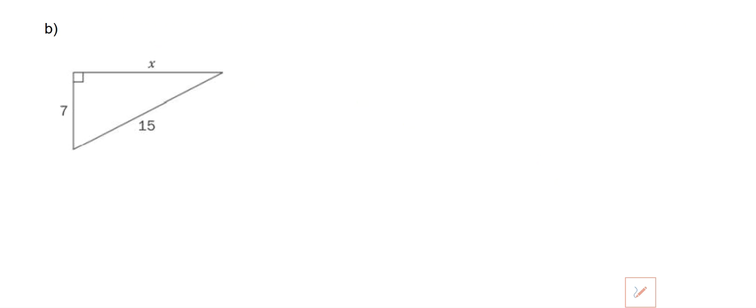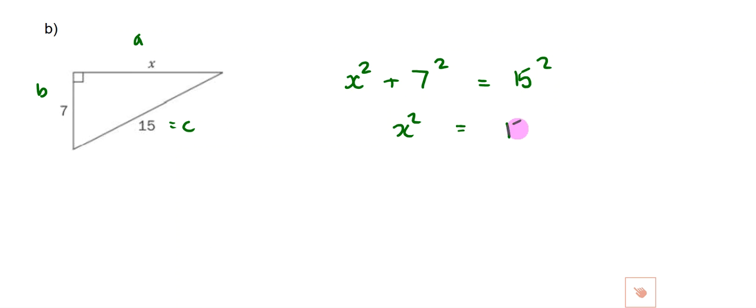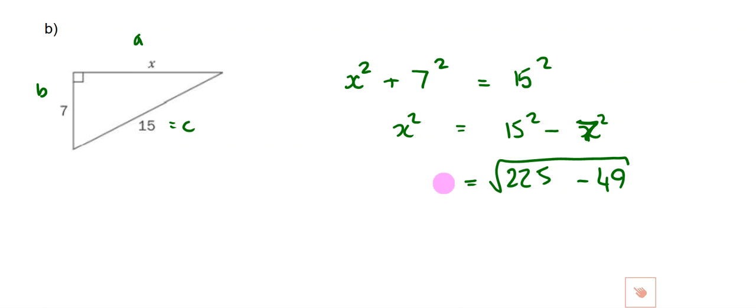This one definitely caught at least one person out. c squared minus b squared. So this is the c, this is the a or b, up to you. So we write it out as x squared plus 7 squared is 15 squared. Therefore x squared is 15 squared minus 7 squared. Therefore, I've got 225 minus 49 square rooted, and we get the answer 13.3.